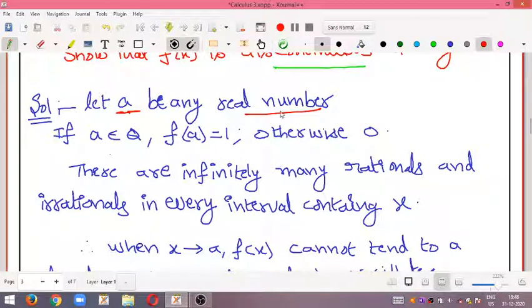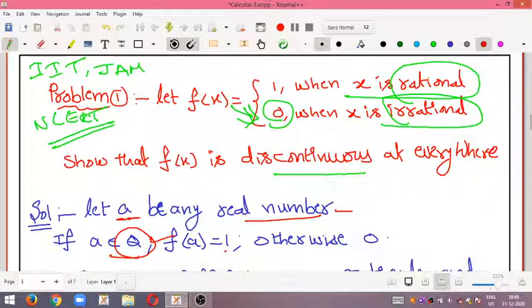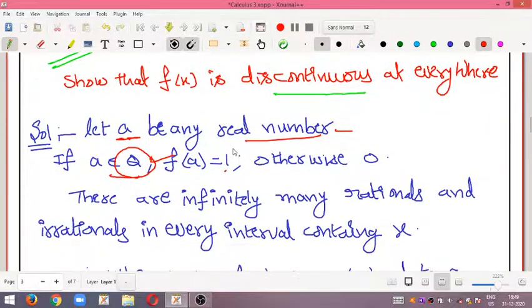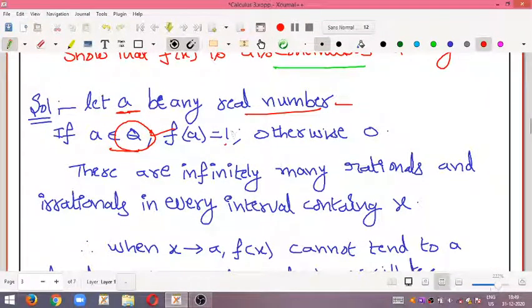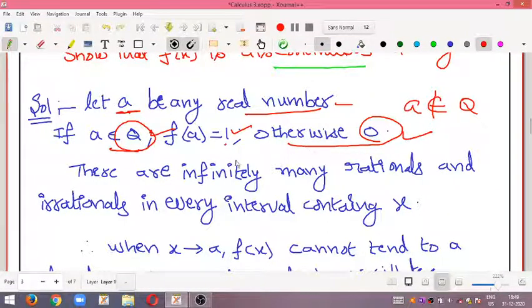Let a be any real number. If a belongs to Q, rational, then f of a is equal to 1. Q means rational. Then f of a, according to this definition, is 1. Otherwise, 0. Otherwise means if a does not belong to the rationals, meaning irrational, then this value is 0 according to the definition.